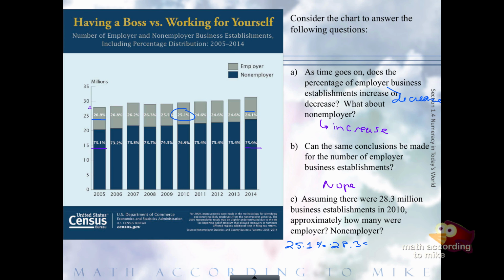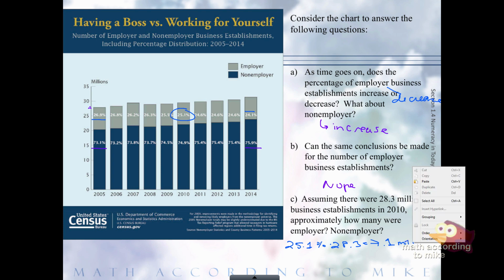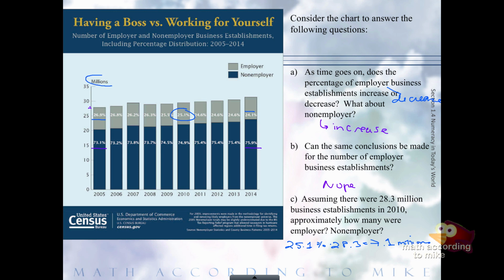So putting that into the calculator, we'll go to 1 decimal place as our answer. I got 7.1. And the unit is, oops, what's going on? The unit is millions. Stop it! What are you doing? Millions! The reason we know it's millions is because that's off to the side here.